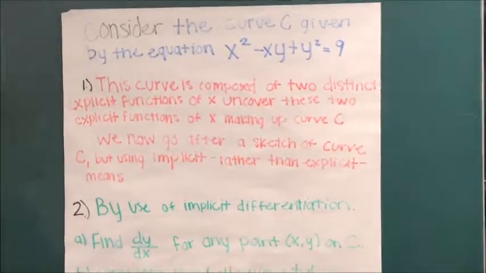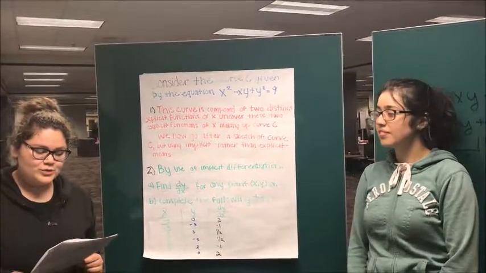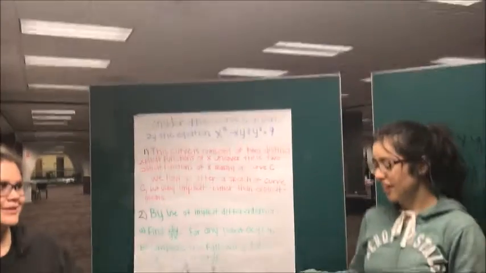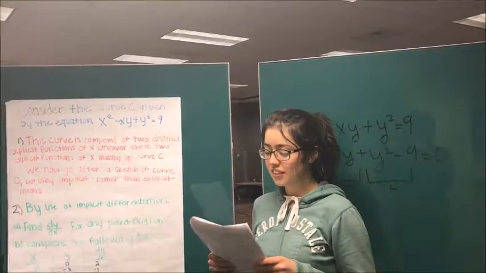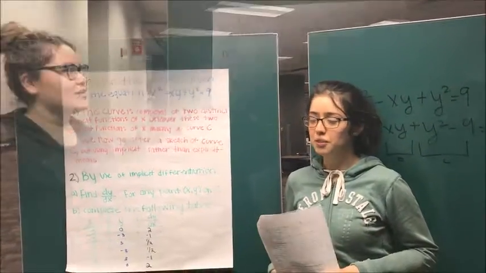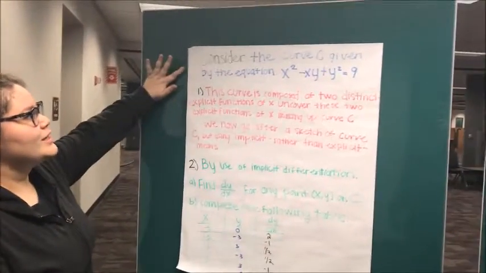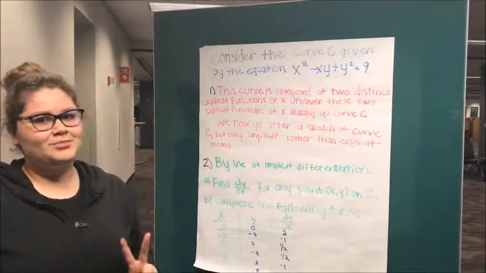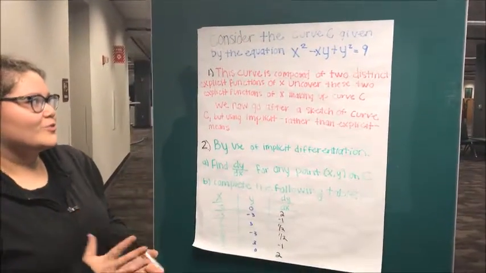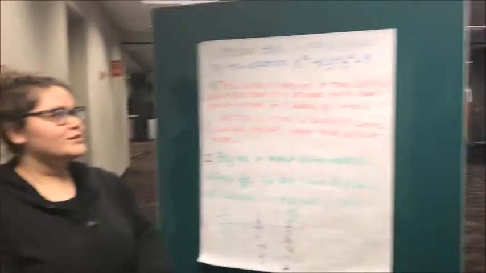So we're going to start off by explaining what explicit and implicit is. Implicit is a function in which one variable is not defined in terms of another variable. And explicit is a function in which one variable is defined only in terms of the other variable. So we first need to understand that our problem is composed of two explicit functions, so we need to use the quadratic formula because that's going to give us two functions.